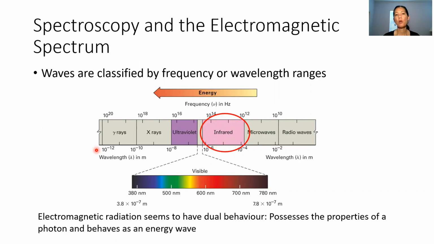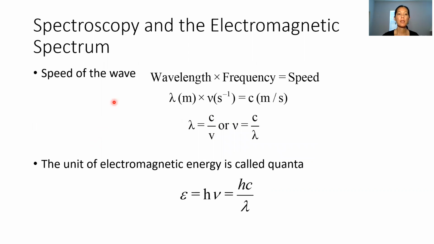So electromagnetic radiation has what's called duality. So it has dual properties. It can behave like matter, like photons delivering a packet of energy, or it can have this wave-like behavior and move as a wave. The speed of a wave can be determined if you know the wavelength and frequency. Multiplying those gives the speed.